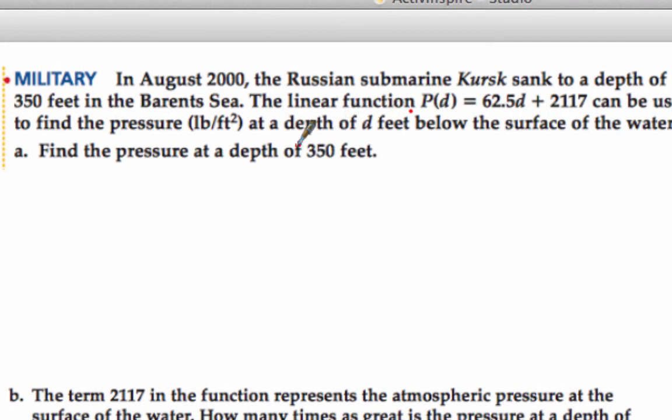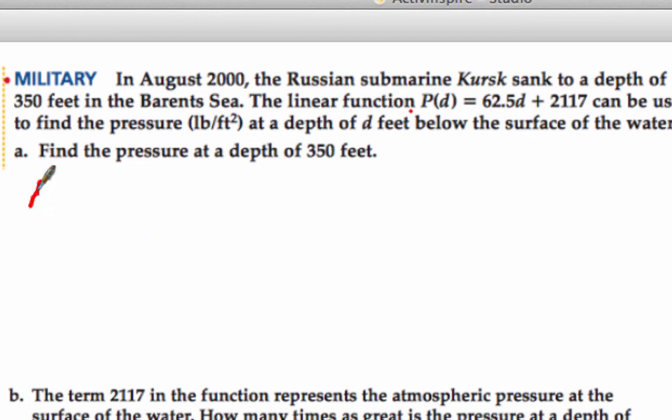All right, last example. In August 2000, the Russian submarine Kursk sank to the depth of 350 feet in the Barents Sea. The linear equation P of D equals 62.5D plus 2,117 can be used to find the pressure in pounds per square foot at a depth of D feet below the surface of the water. Find the pressure at the depth of 350.